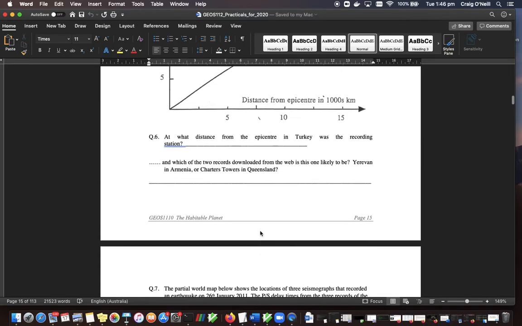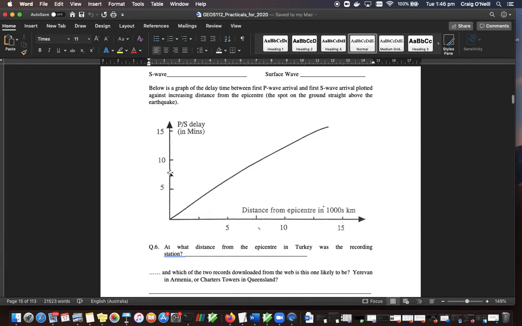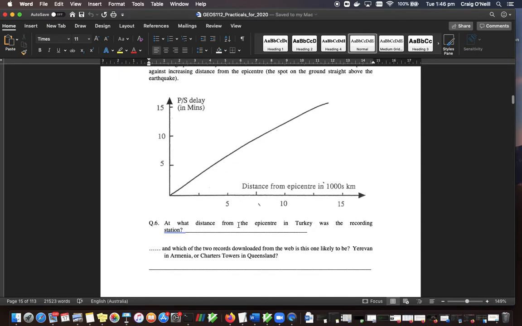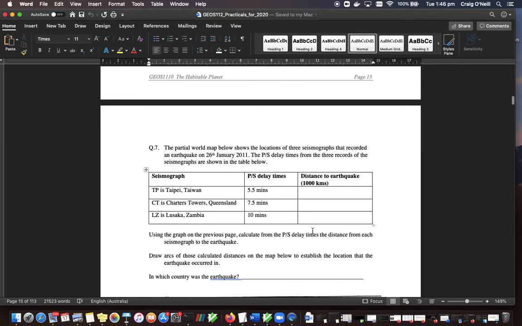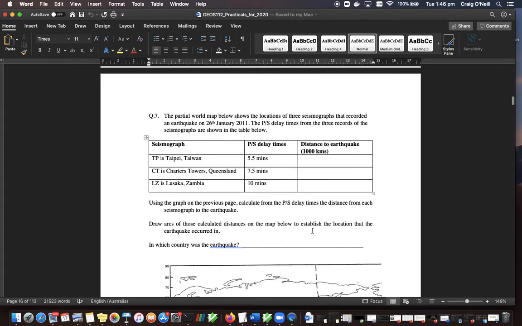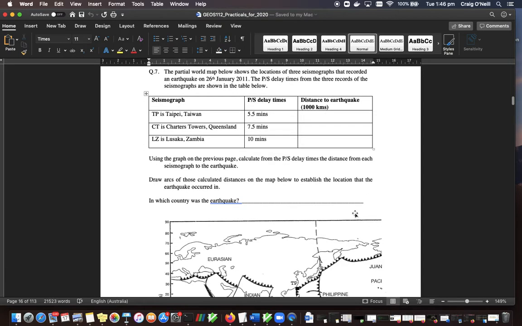You do the same then for Charters Towers. You go and read off 7.5 minutes and you get the distance around here. And then you do the same for Zambia. You run off and get the distance and work out how far that was. Write the distances in there. Do it as precisely as you can with rulers, because getting it exactly right will be very important for getting the exact epicenter of the earthquake.